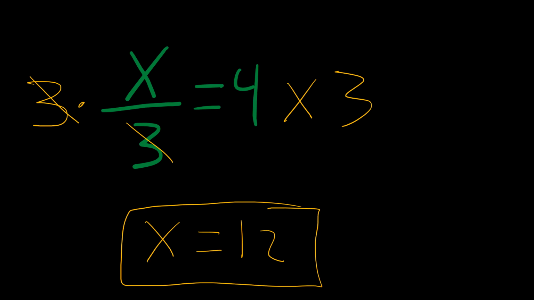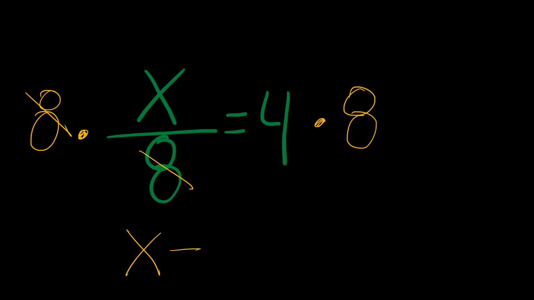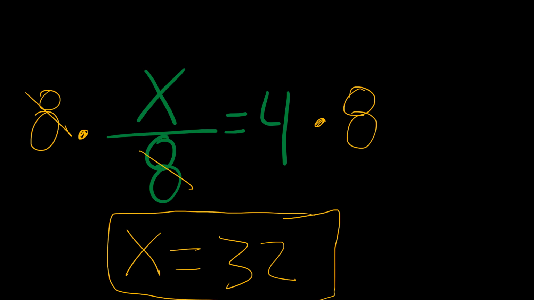Let's do another problem. We have x divided by 8 equals 4. Since we're dividing by 8, once again, we're going to multiply by 8. So we're going to do the opposite. Multiply both sides by 8. Right? The 8s cancel out. We're just left with x. 4 times 8 is 32. x equals 32.